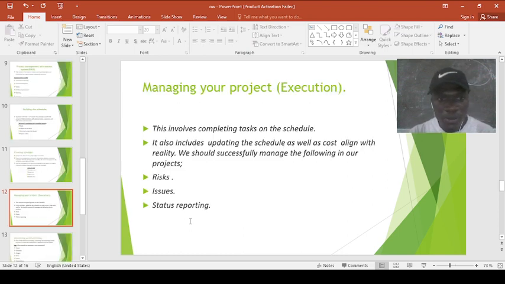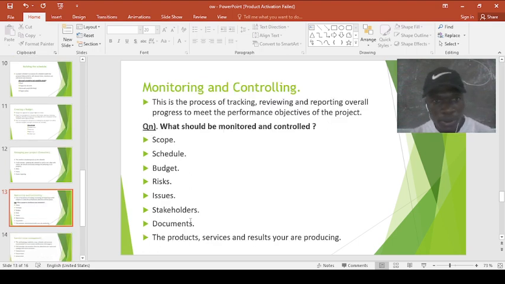Managing your project involves completing tasks on the schedule. It also includes updating the schedule as well as the cost aligned with reality. We should successfully manage the following in our projects, which are the risks, issues, and status reporting. Monitoring and controlling is the process of tracking, reviewing, and reporting overall progress to meet performance objectives of the project.